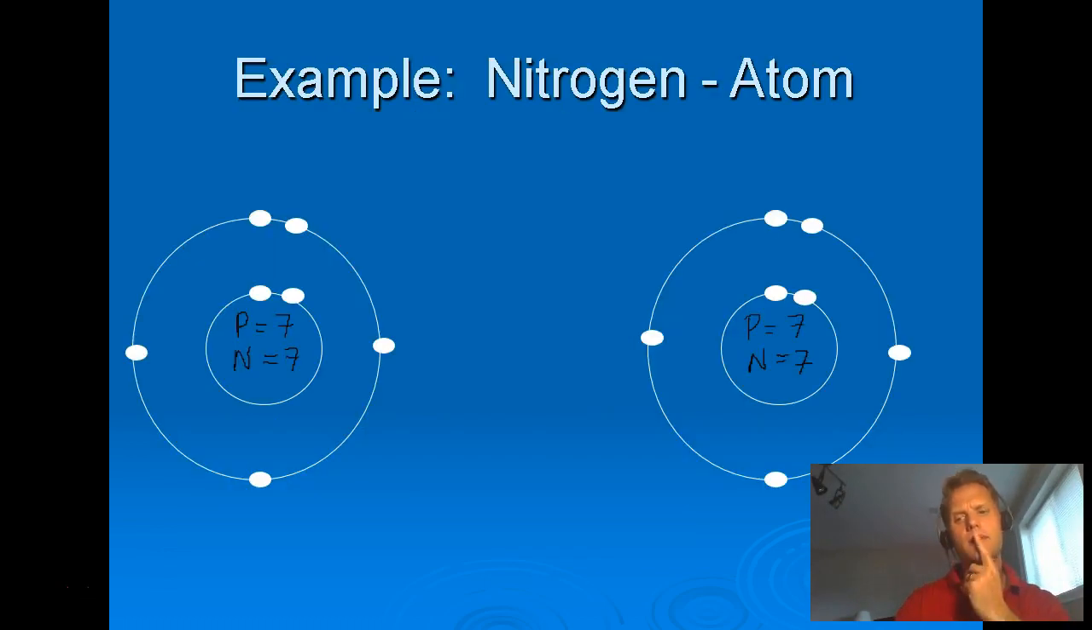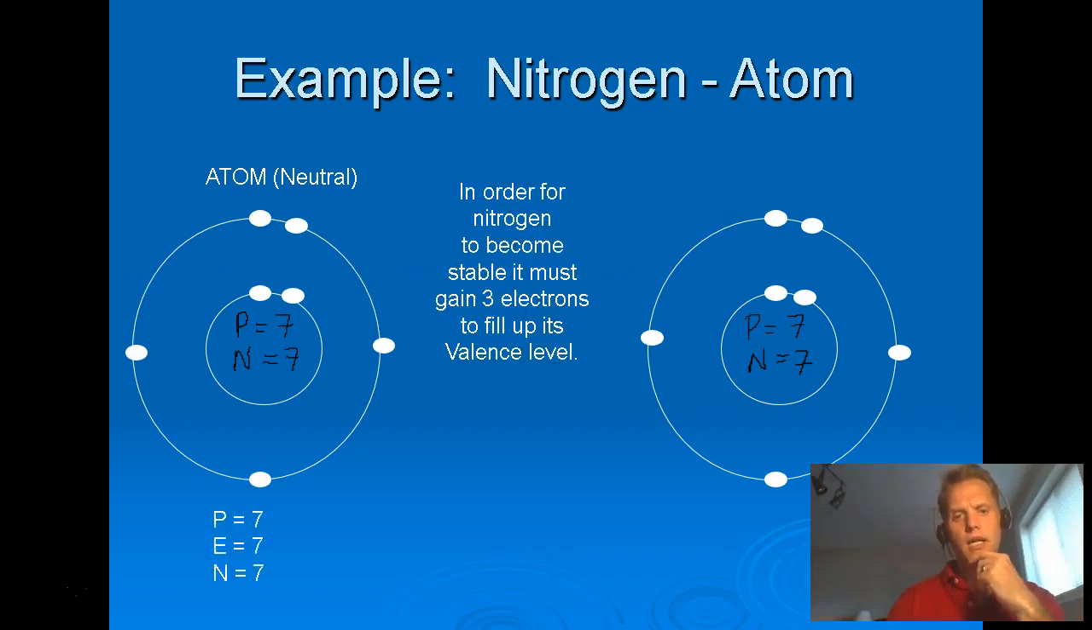Now, why is that? Well, it's because it's easier. If we take a look at this, I could lose 1, 2, 3, 4, 5 and have a full shell. This would be my full shell, those 2 there. Or I could gain 3. What's easier? Well, gaining 3 is easier. So this atom is neutral, but it's not stable because it doesn't have a full shell. To be stable, you have to have a full shell. So nitrogen's actually going to gain 3 electrons, and when it does that, it becomes stable.